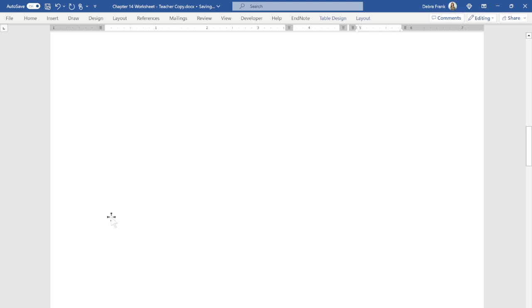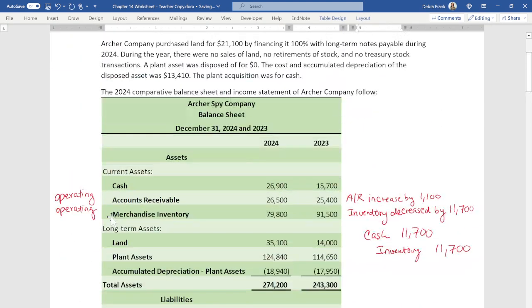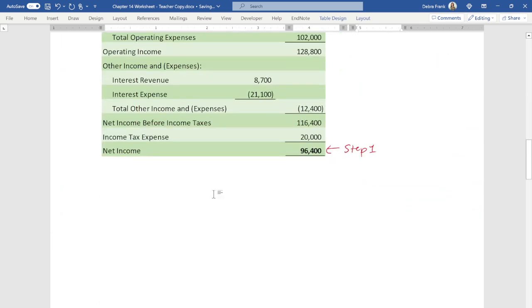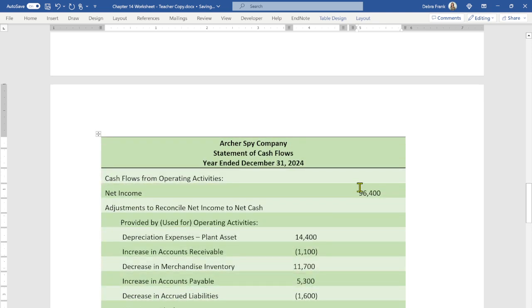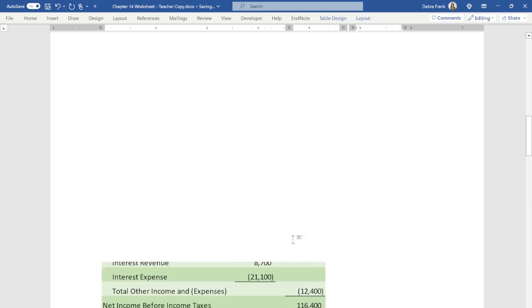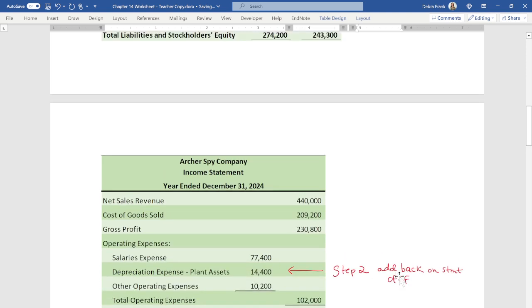So just as a recap of what we did, our first step was to go to the income statement, put the net income figure in, which is what we did right here. And then the next was to add back depreciation. So we went and looked at the income statement. We saw depreciation. And so we added that back.